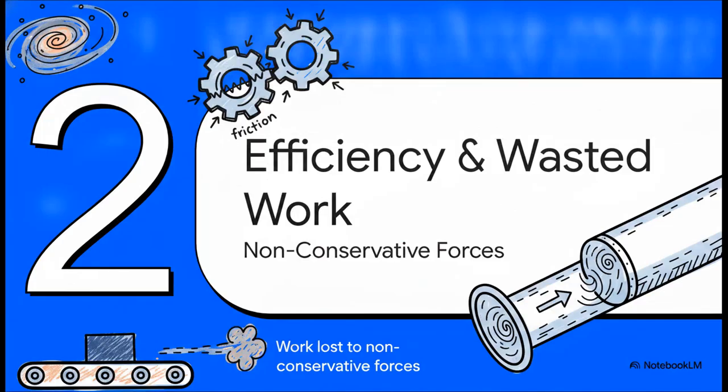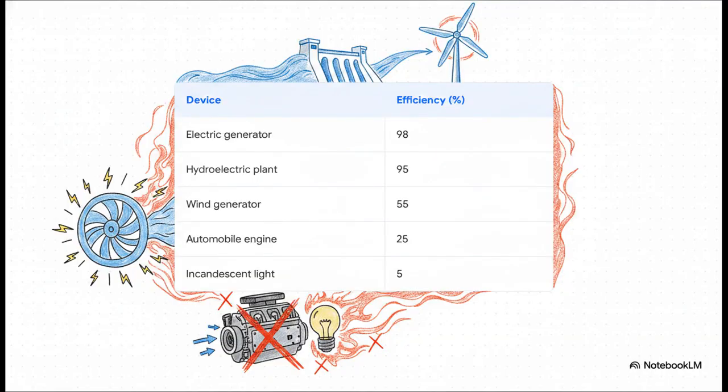Moving right along to Section 2, efficiency and wasted work. Because, as we all know, we definitely do not live in a perfect universe. While total energy is always strictly conserved in a closed system, in the real world, a ton of the useful work we try to do gets lost to non-conservative forces, like friction. Take an electric generator. It's incredibly impressive, clocking in at around 98% efficiency. But look further down the scale at a standard automobile engine. It operates at only about 25% efficiency. It's literally wasting 75% of its fuel energy, transforming it mostly into useless heat instead of the actual work of moving your car forward.